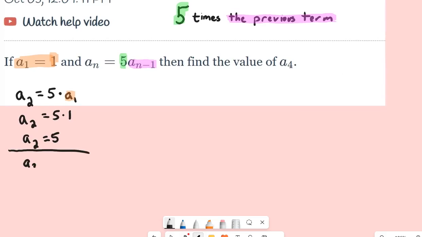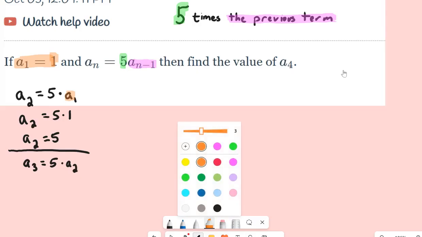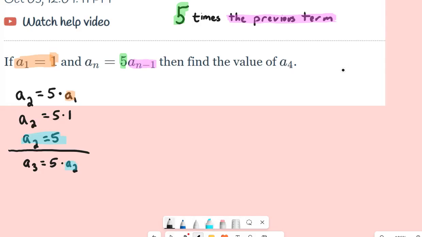Now we need to get a sub 3. So a sub 3 is 5 times the previous term. The previous term from a sub 3 would be a sub 2. Do we know what a sub 2 is? Yes, we do. It's right there. It's 5. So I just have to plug that in. So now a sub 3 equals 5 times 5. A sub 3 is 25.